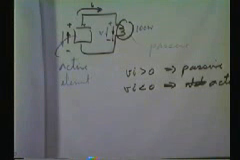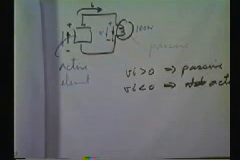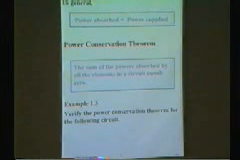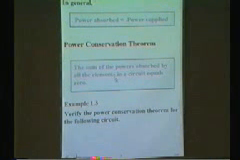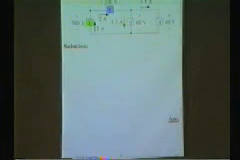So let's see some examples here. This is the power conservation theorem that I talked about. The power didn't go anywhere. The power absorbed is equal to the power transmitted. The other way around, the sum of the power absorbed by the elements will be equal to 0. Let's see this example. Which one absorbs the energy? Which one transmits the energy?